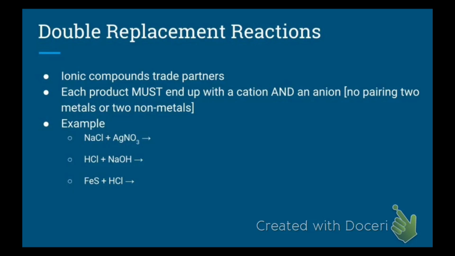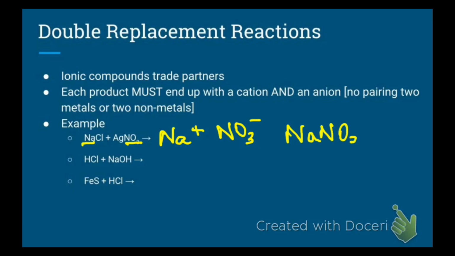Alright, so let's look at our first one. We have sodium chloride plus silver nitrate. So we want to take a cation from one and an anion from the other. So we're going to take our sodium and our nitrate. And remember, Na has a +1 charge, and NO3 has a -1 charge. So one of our products is going to be NaNO3.